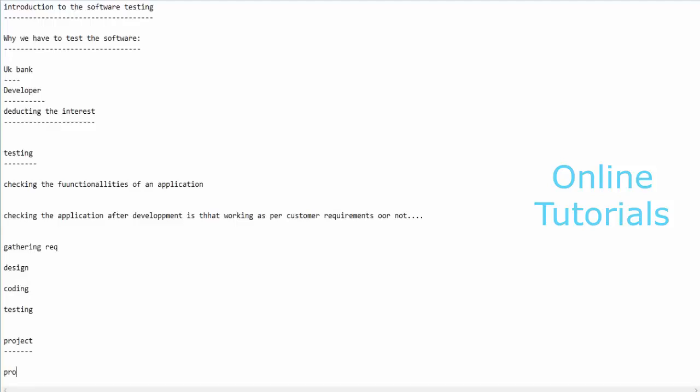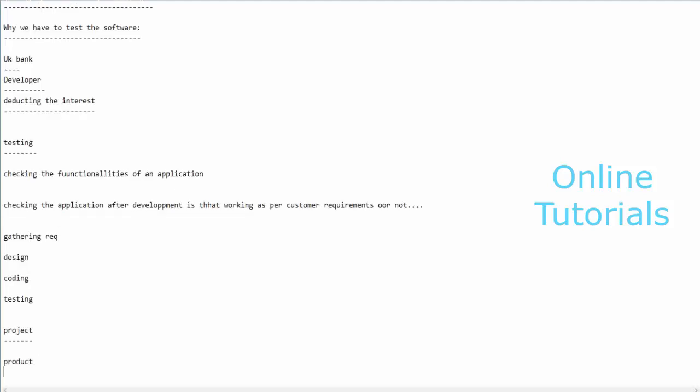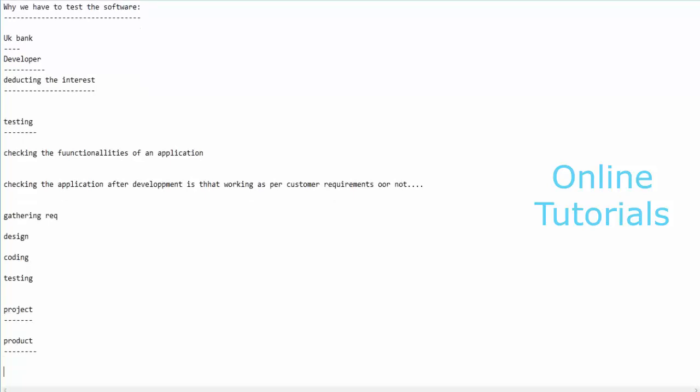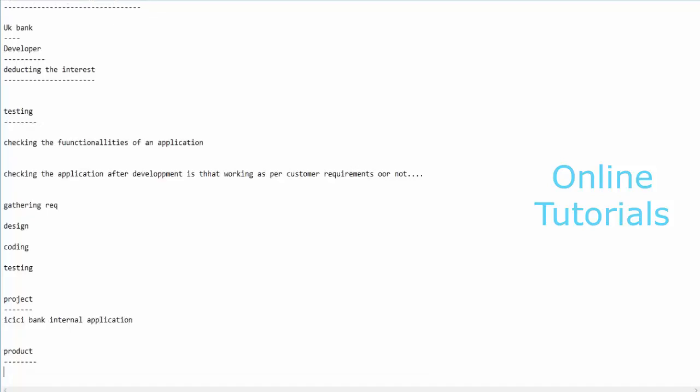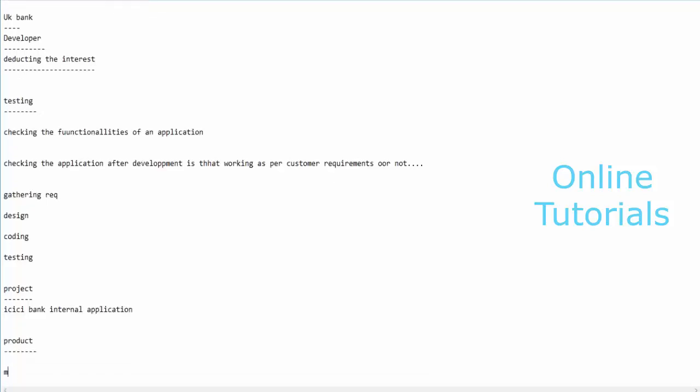A product means you are developing an application for multiple users. For a project, the example is the ICICI Bank internal application. For a product, the example is Microsoft. Take the Microsoft products, the OS or whatever they release into the market. All of these come under products.